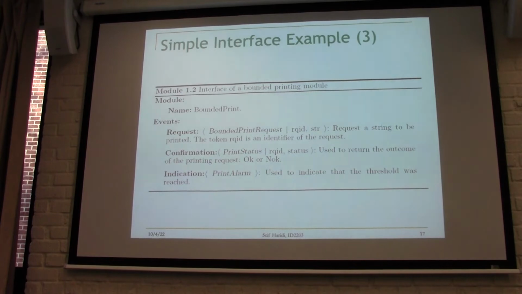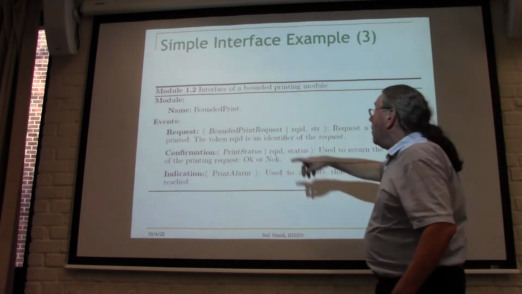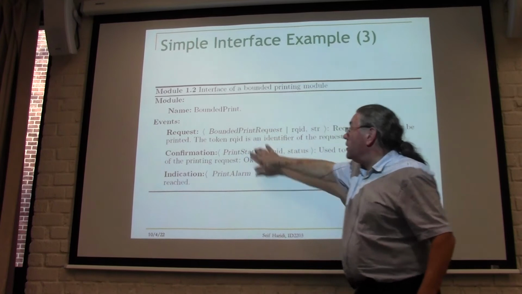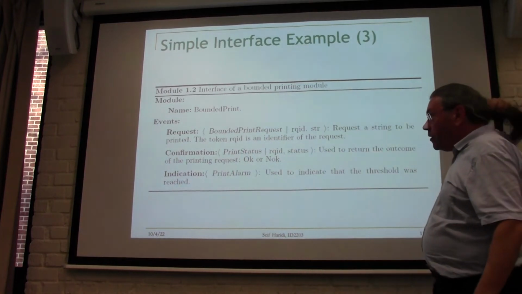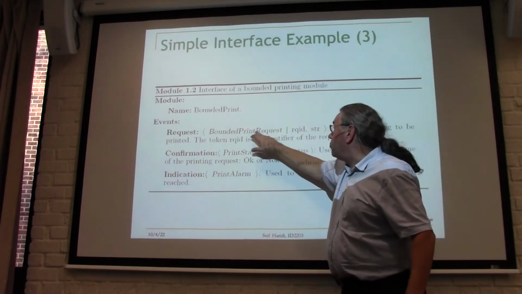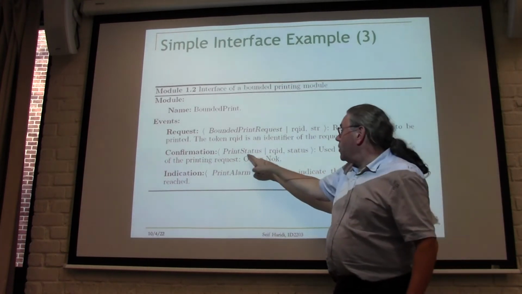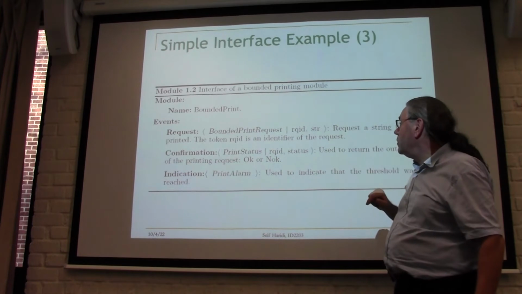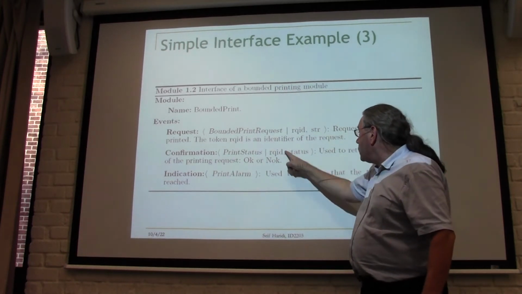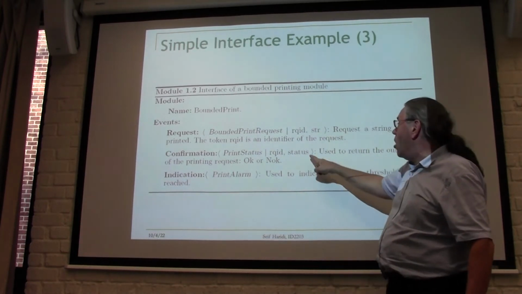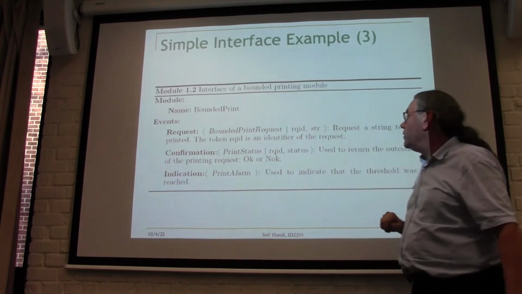two-layer example where print will be the lower layer and there will be another layer on top. So I have a two-layer thing. This one is called bounded print. So here again is the interface. I do a bounded print request with an ID and a string. I get a confirmation, which has an extra return value, which can either be okay or not okay.